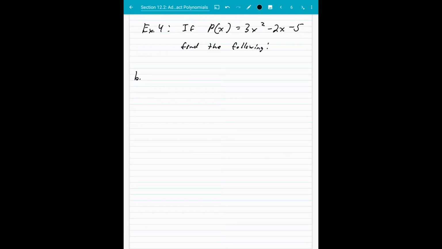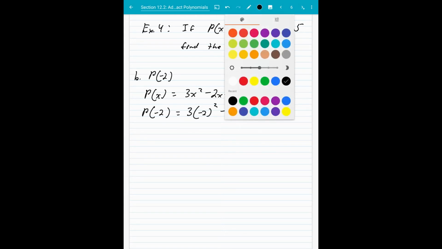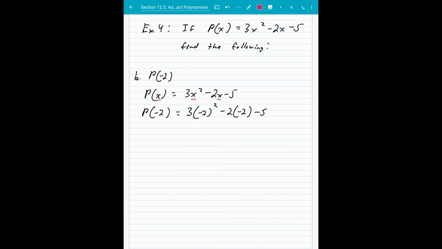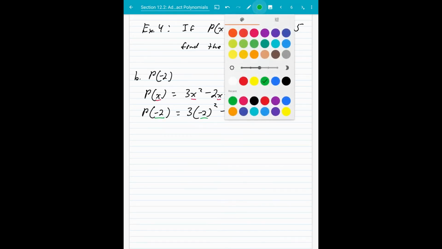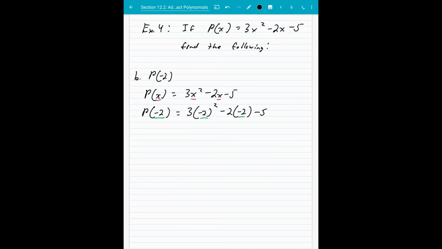It wants us to find, for b, just a different value. For b, it wants us to substitute -2. So p of -2. Remember, our function is p of x is equal to 3x squared minus 2x minus 5. So instead of x, we're going to plug in -2 for all of the x's. So every x that we had here, we're going to substitute with a -2 instead. Then go ahead and simplify this right side.